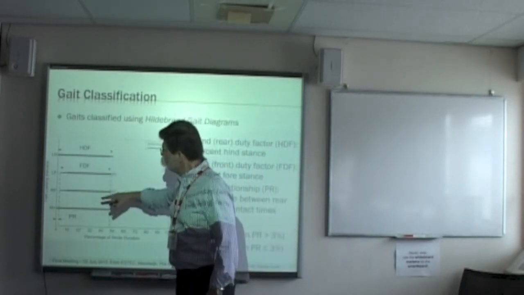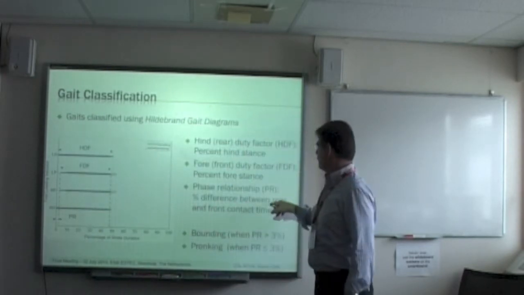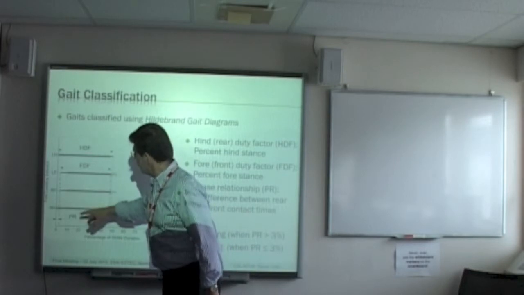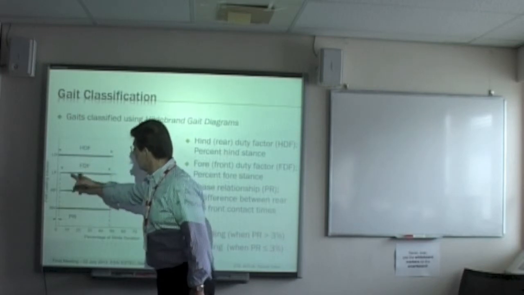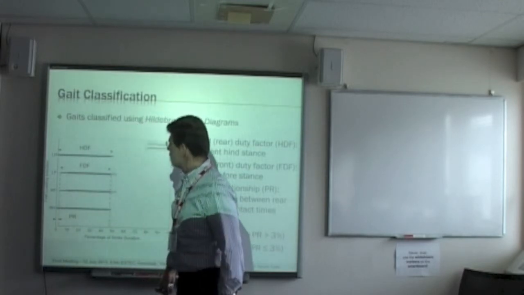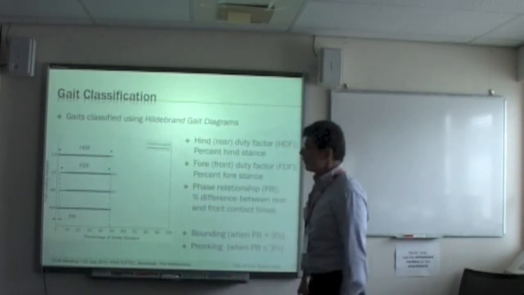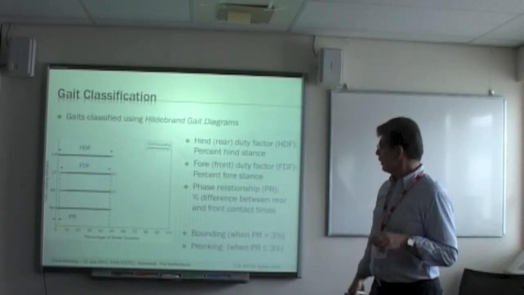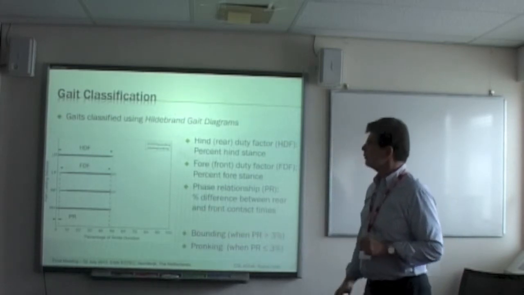The difference between these is the time difference between rear and front contact times. So if this difference between, say, the left front leg and the right front leg is less than 3%, then we call the gait pronking. I'll talk about pronking later. If this difference is higher than 3%, then it's bounding.